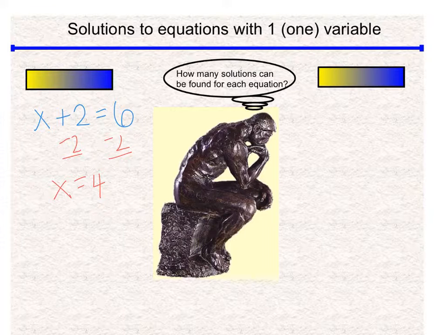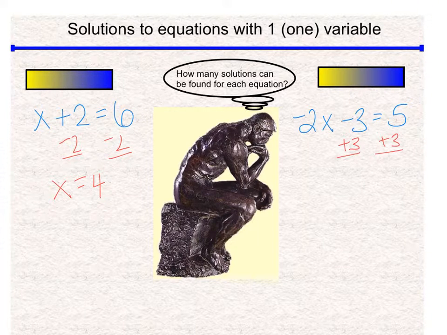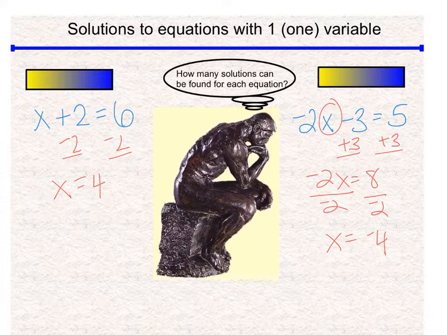Let's consider the equation negative 2x minus 3 equals 5. When we solve that equation, we'll add 3 to both sides, giving us negative 2x equals 8. We divide by negative 2, and we get an answer of x equals negative 4. Negative 4 is the only solution that we can put in place of x that will give us the correct answer of 5. When we have an equation with one variable, we can find only one right answer.